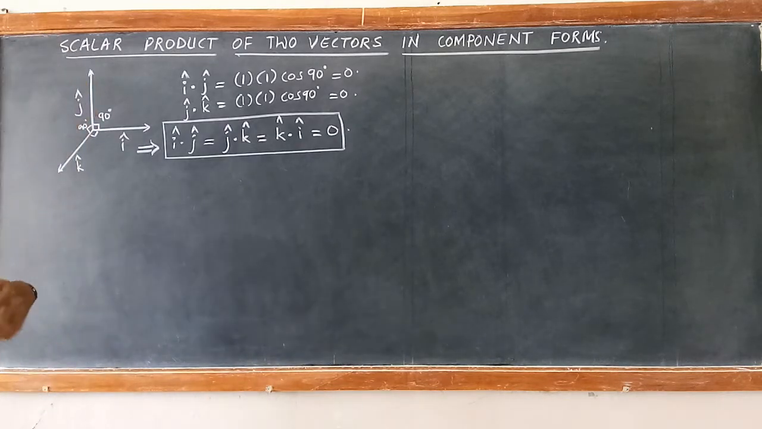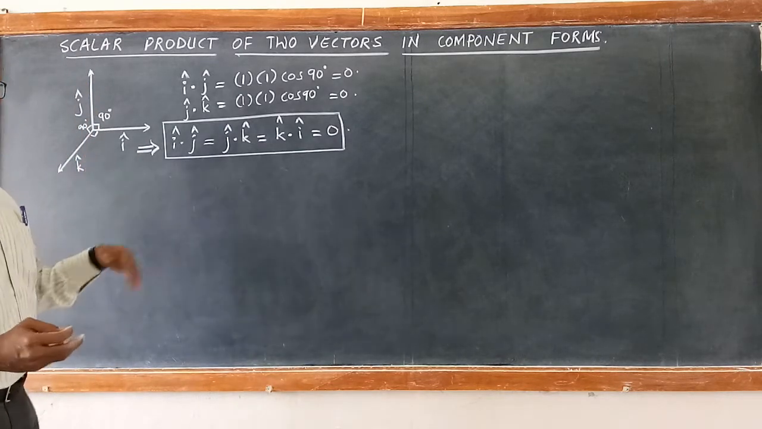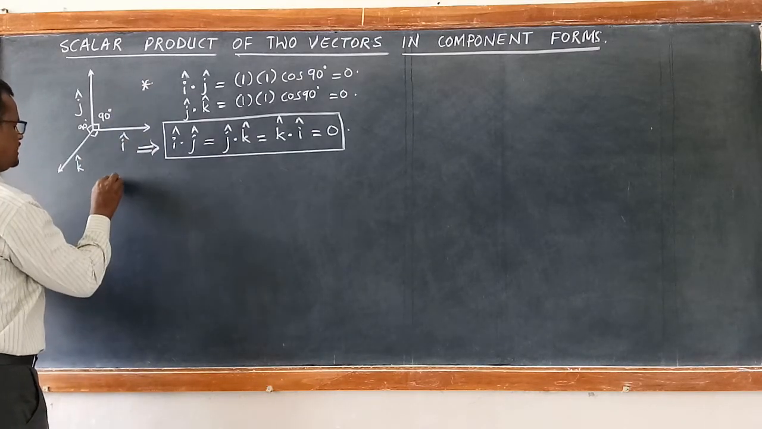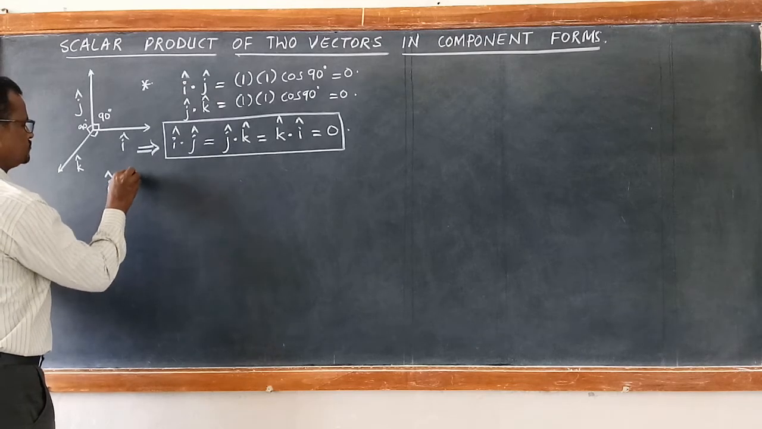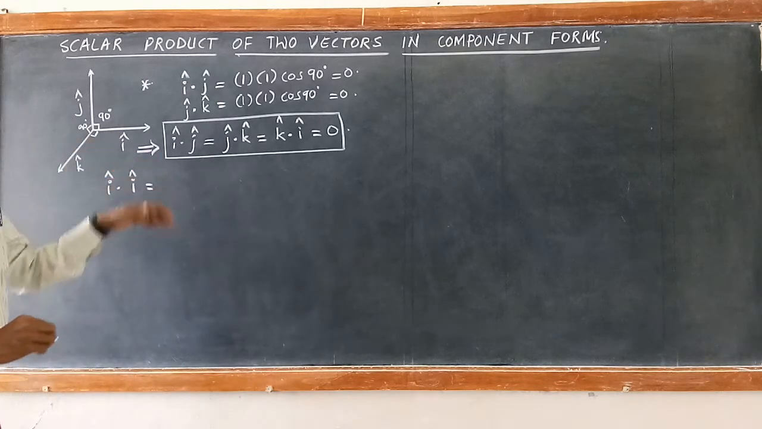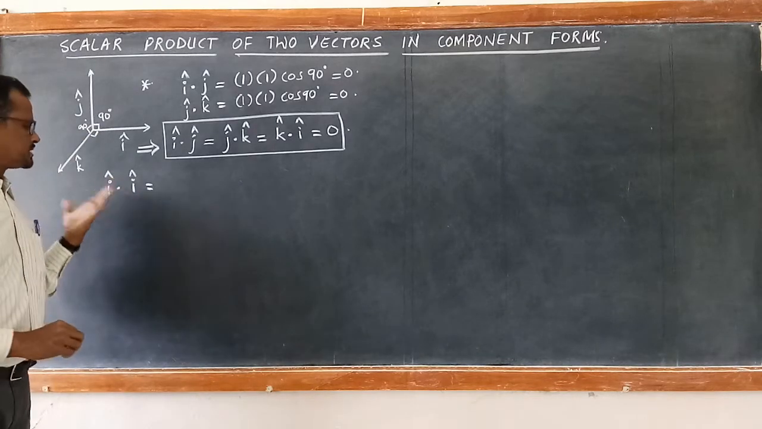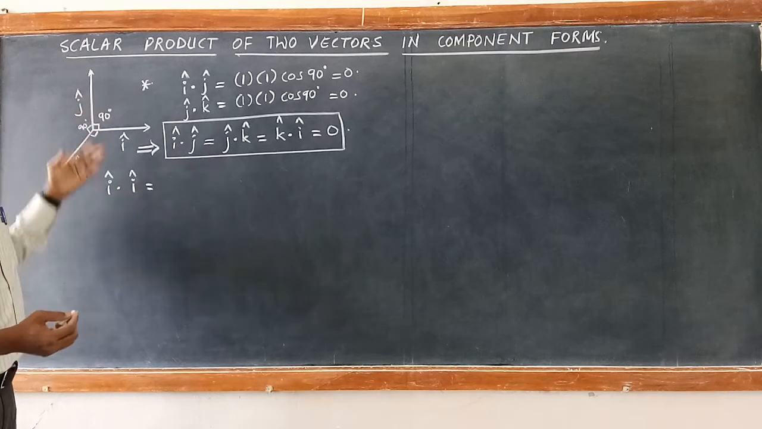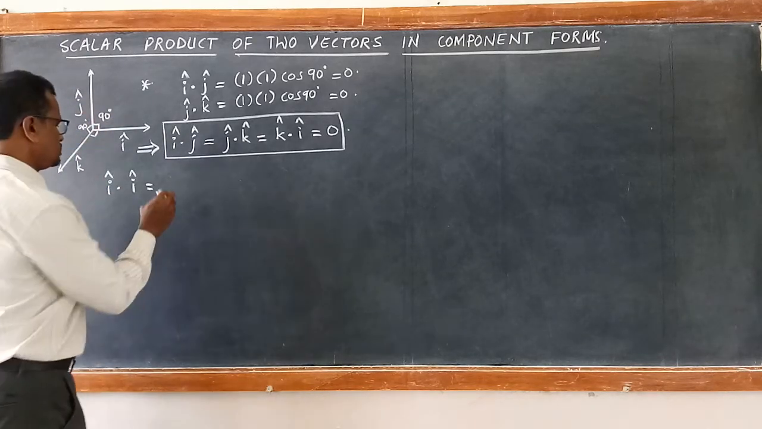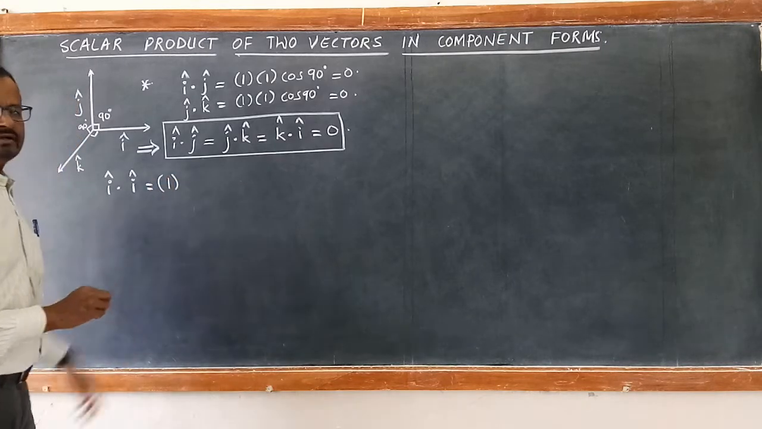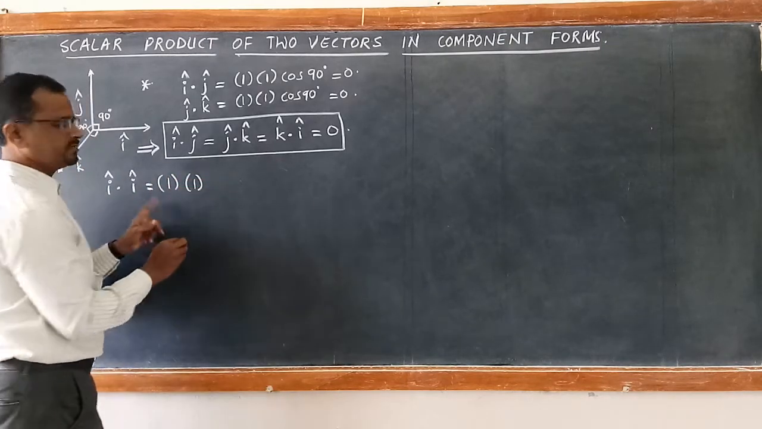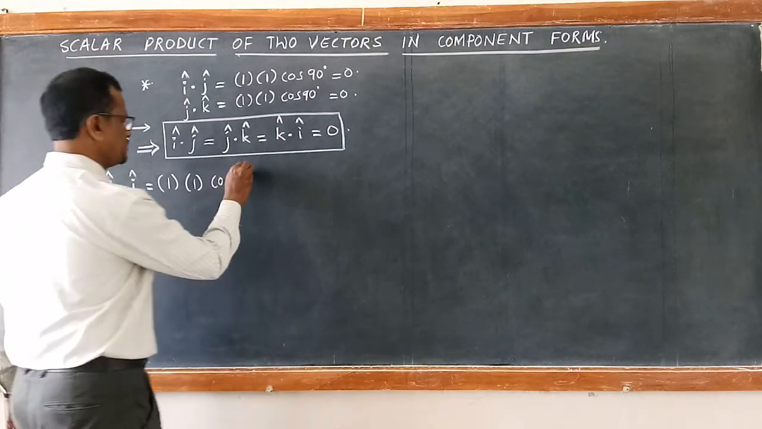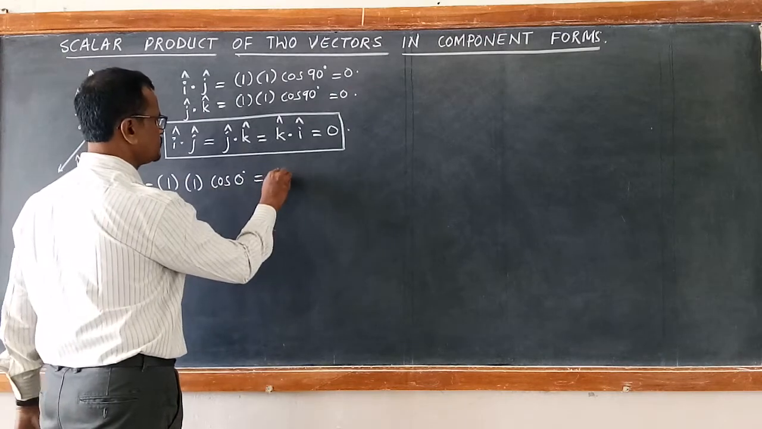Now if we carry out the dot product of the same unit vector, i dot i, this is the first step. What is the angle between the same unit vectors? i dot i. They are parallel unit vectors, i parallel to i. Therefore, the angle between them is 0. So it becomes magnitude of i into magnitude of i, 1 into 1 into cos 0. Cos 0 is 1. Therefore, it becomes 1 into 1, that is 1.